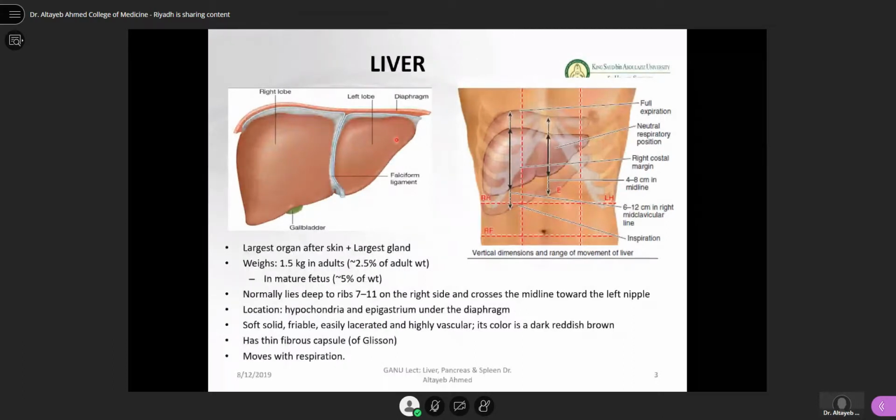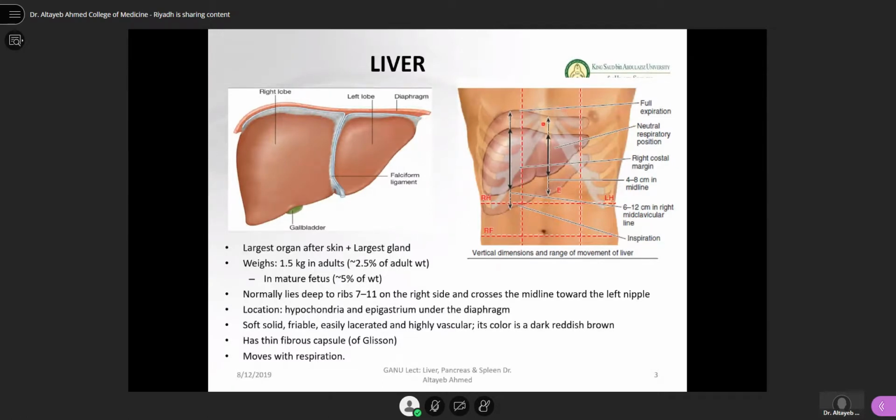So this is the liver, the largest organ after the skin, and it is considered the largest gland. It's about 1.5 kilograms in adults. However, in pediatrics, it represents more than 5% of the body weight, compared to adults, where it represents only about 2.5% of their total body weight, which is approximately 70 kilograms.